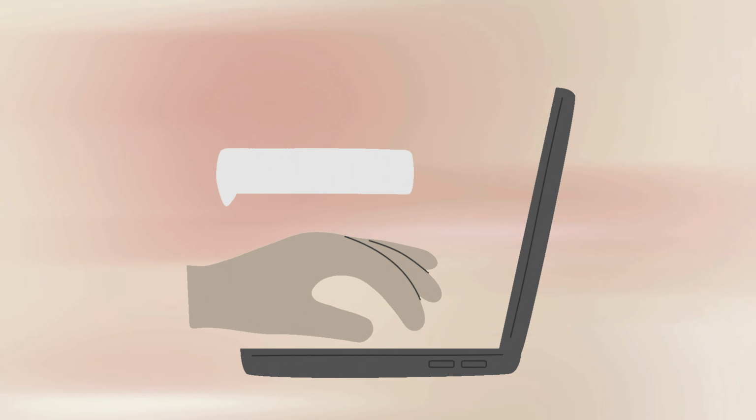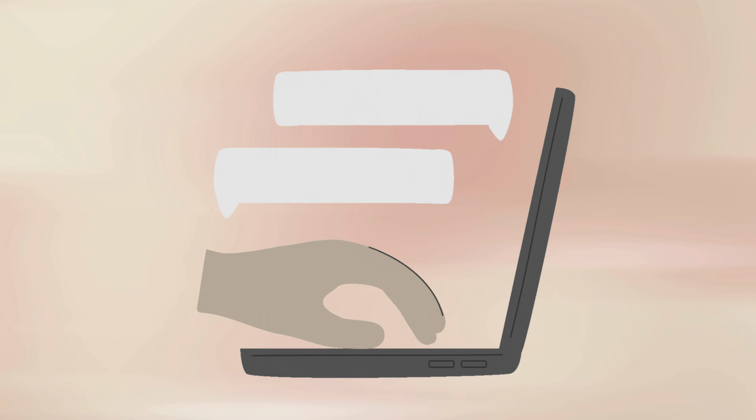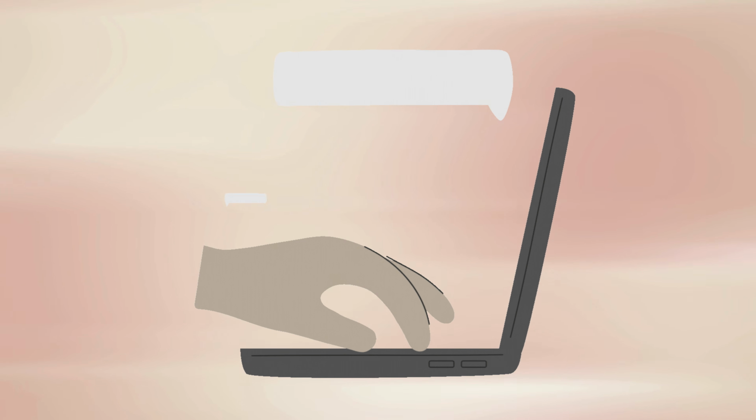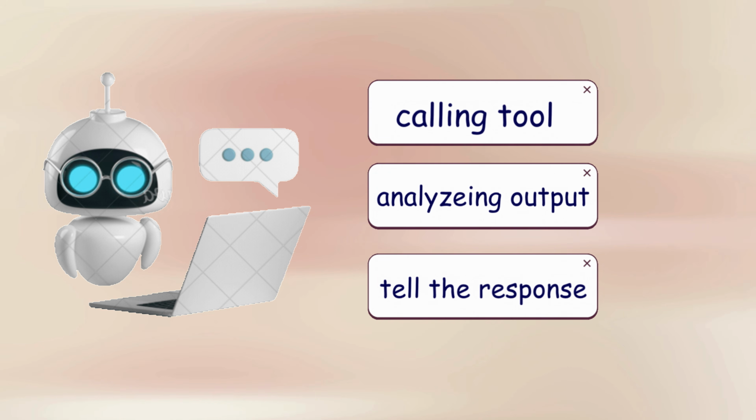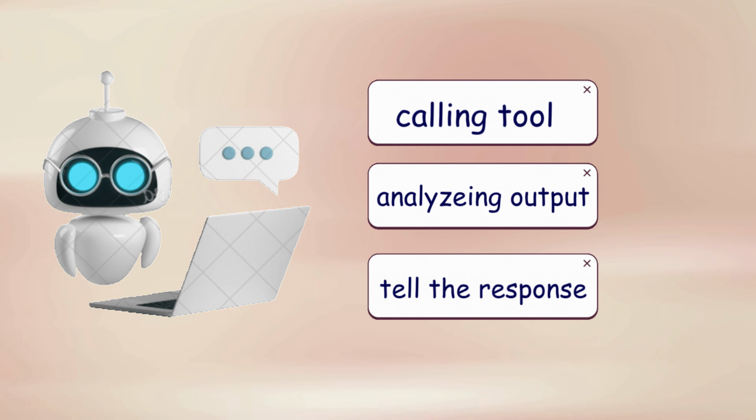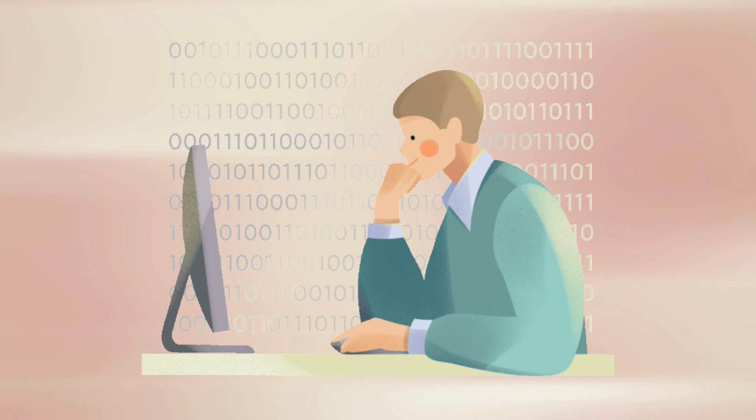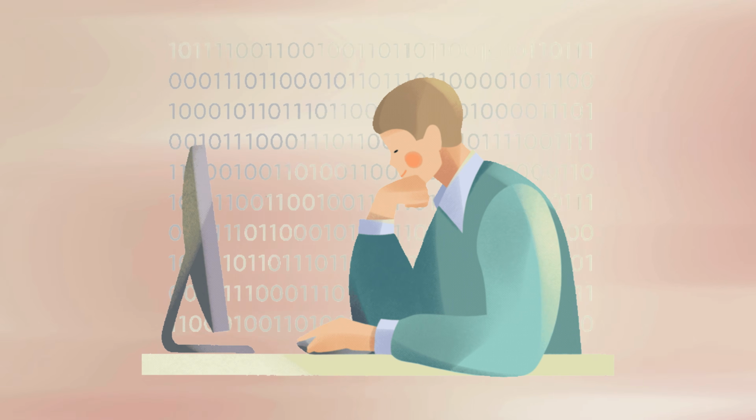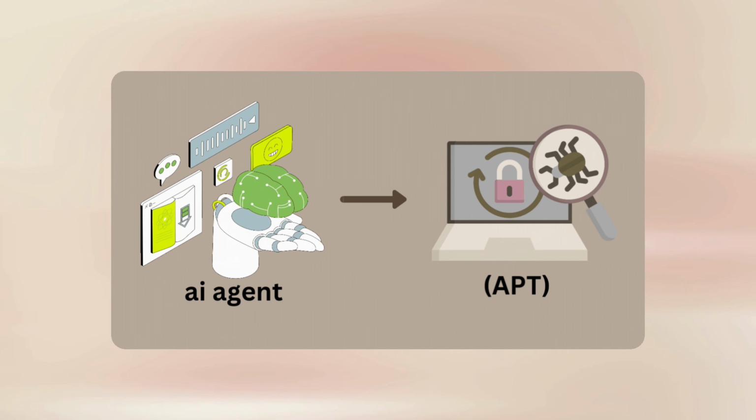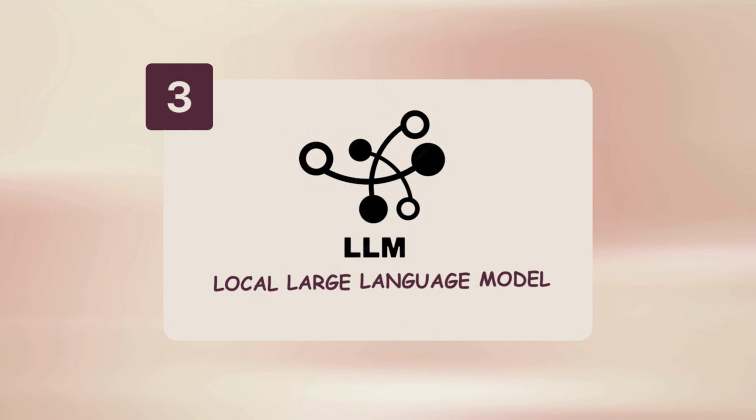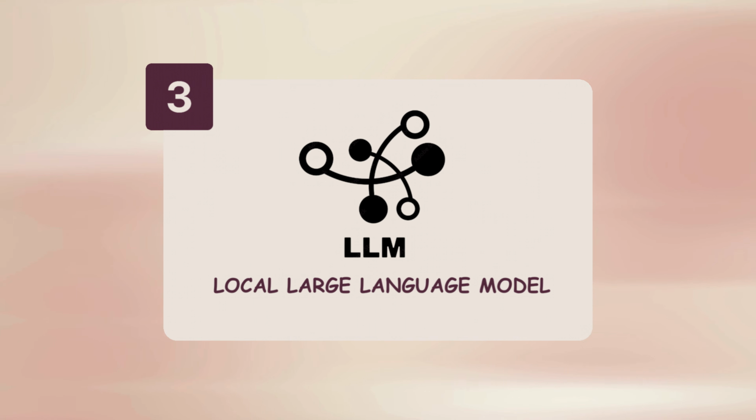And then if you give it a prompt like add 2 plus 2, instead of just replying directly, it will understand that I need to call this tool first, analyze the output, and then give the response. So that way it will be able to call the tools, which is what we're going to be using in order to create some sort of AI agent which is going to do automation, or pen testing automation, for us.